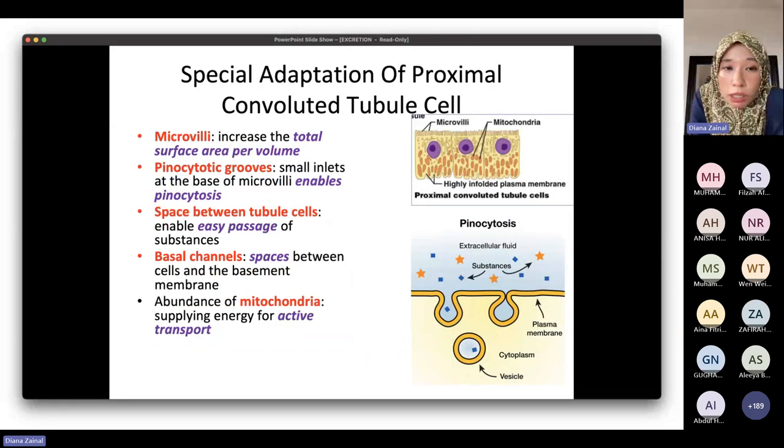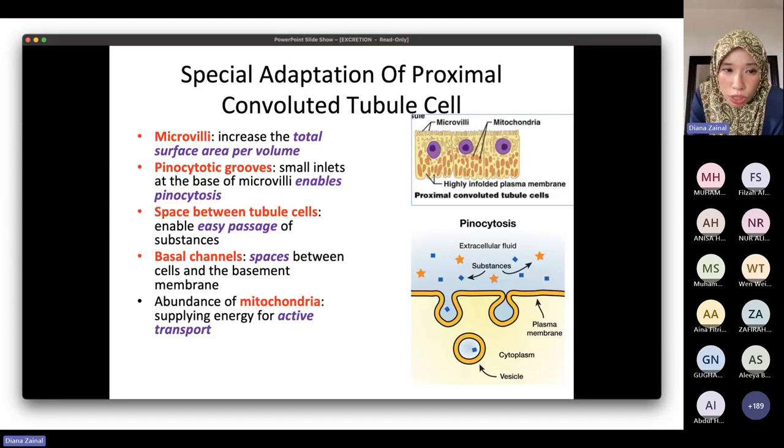Okay. And then the special adaptation of the proximal convoluted tubule. What we already see is the adaptation of the ultrafiltration kan. The filtration slits, the pore size and all. Hydrostatic pressures and all. So now is the proximal, where the reabsorption happens. So the microvilli is going to increase the surface area per volume. Ingat balik kan, the microvilli which you can find in the villus ataupun the digestive system. They have it there as well.